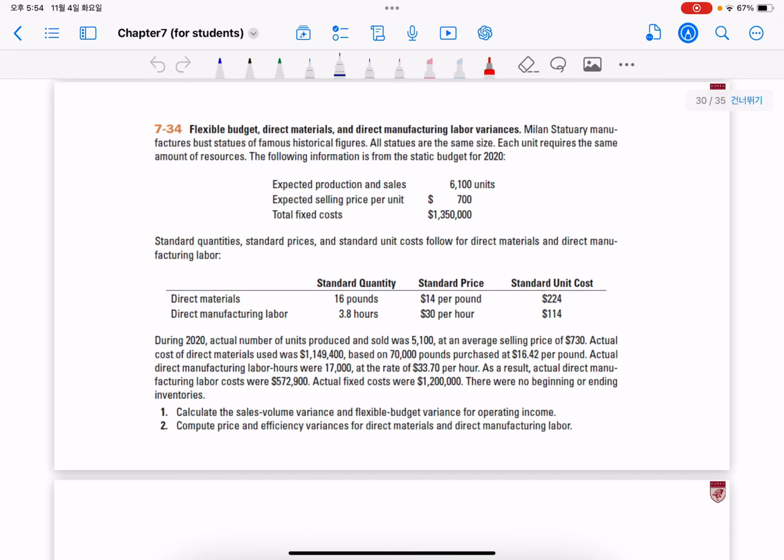Okay, so we will go through chapter 7-34. Given that you have already taken a look and solved it by yourself, let's go over the first question, which is to calculate the sales volume variance and the flexible budget variance.